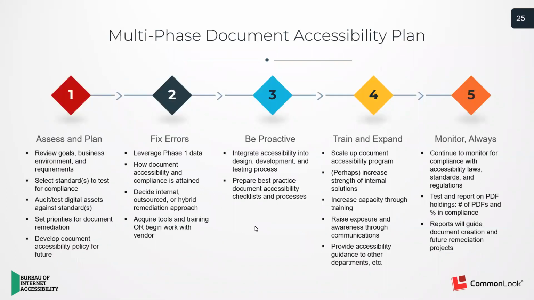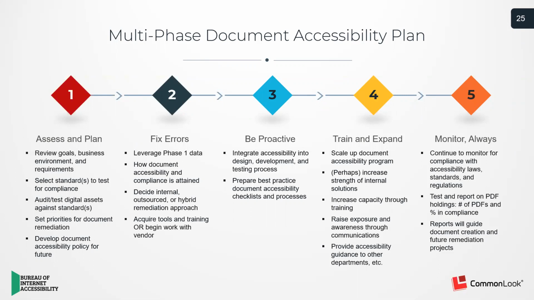So our recommendation is to develop a multi-phase document accessibility plan. Starting with looking at your systems, looking at your documents, and some way to audit how many files do I have? What's the date of them? When were they uploaded? Are they still relevant? How often are they accessed? So you really need to be able to inventory the scope and the scale of your document accessibility plan.